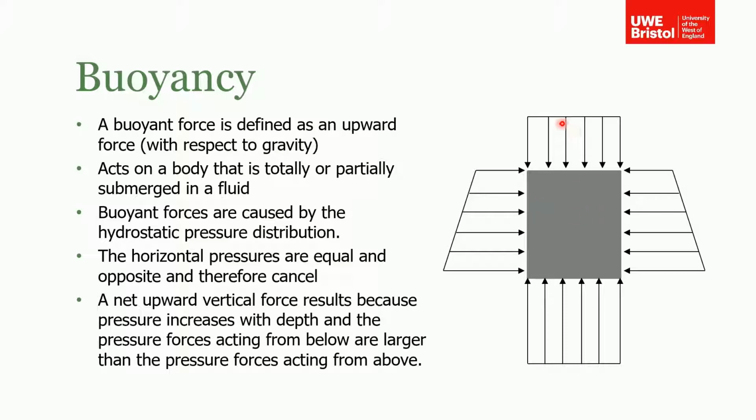However, the force that's acting on the top is smaller than the force that's acting on the bottom, again due to this hydrostatic pressure. So there is a net upward force acting on this body, and that's fundamentally what the buoyant force is. This can be applied to whole bodies that are submerged in the fluid, or partial bodies as well. A ship still has a buoyancy force, but obviously it's not completely submerged in the water.